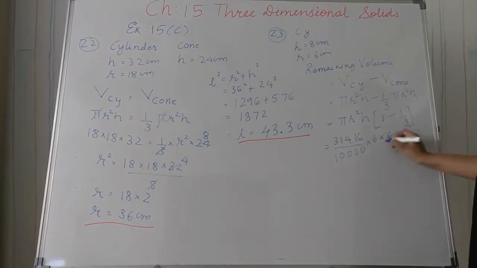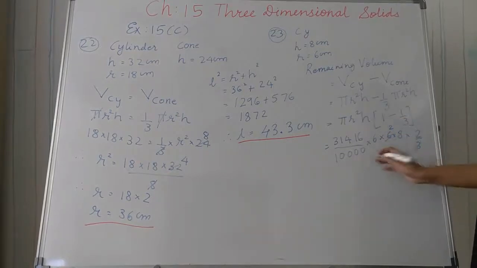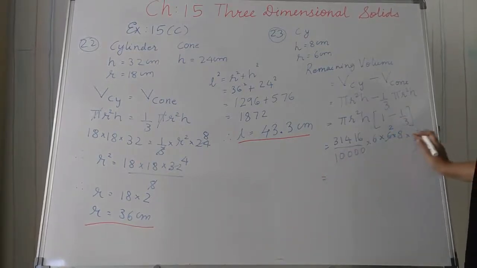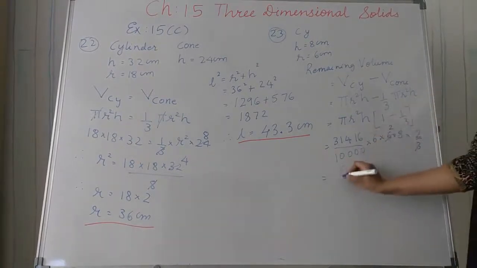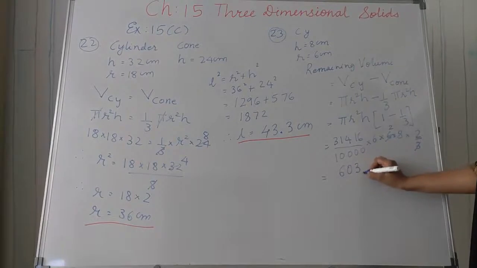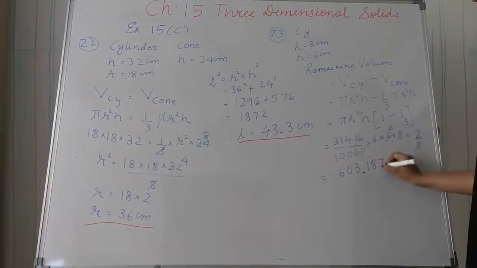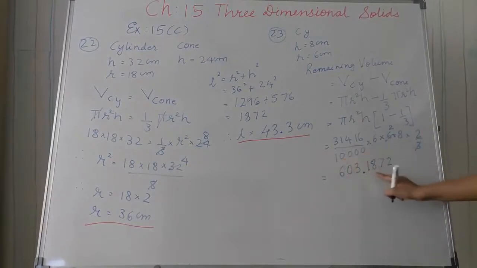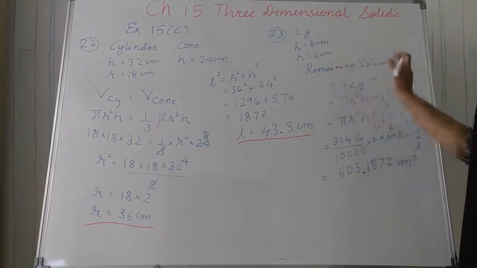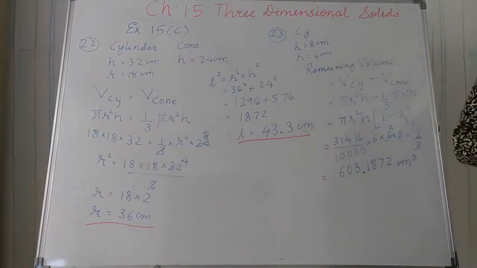So now let us solve this. So first of all 3 2s are 6 here. Now we have to multiply all these values, and by multiplication I get 603 point, I put the point and write 1872. There are 4 places in the denominator. So here in centimeter cube. So this is the remaining solid volume up to 4 places of the decimal as per the required answer. Okay, we get here our answer.